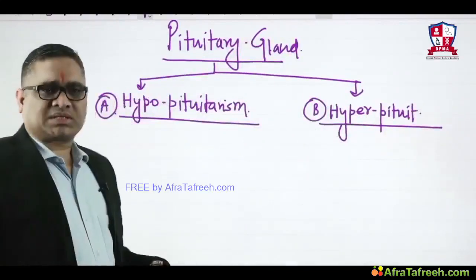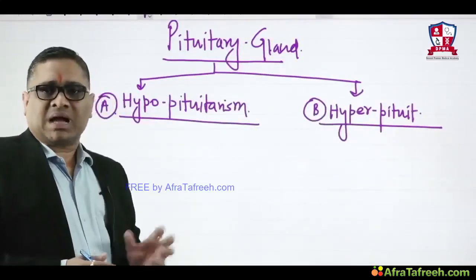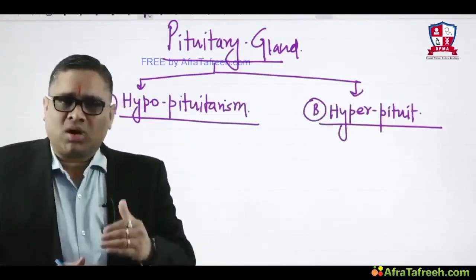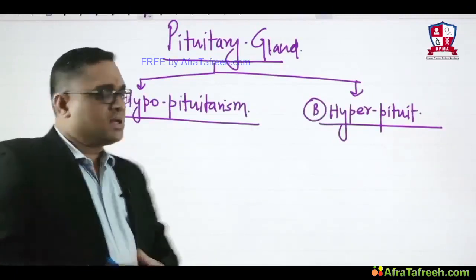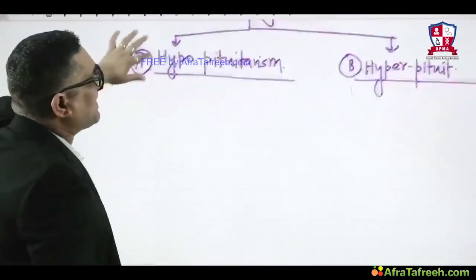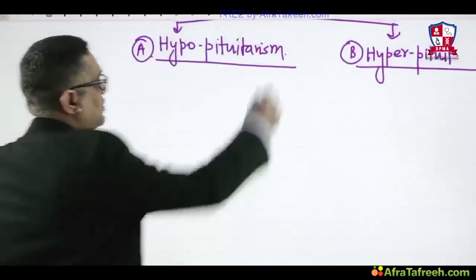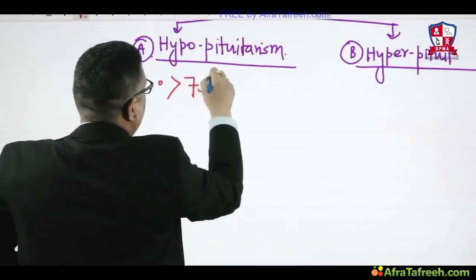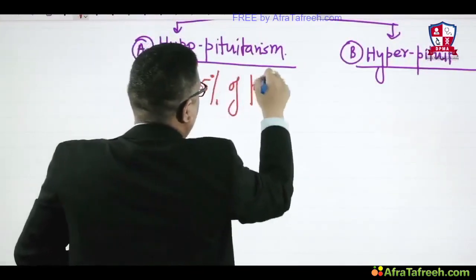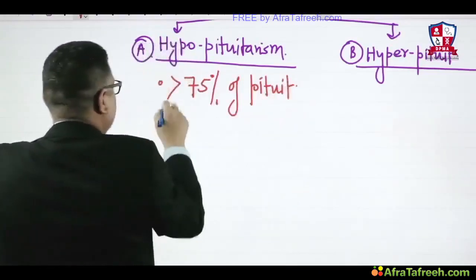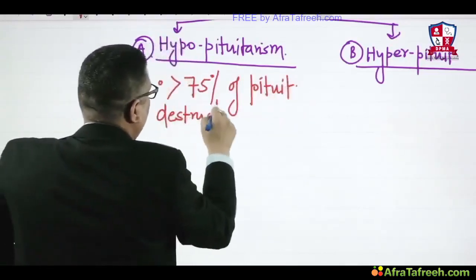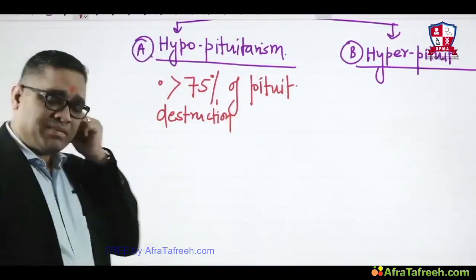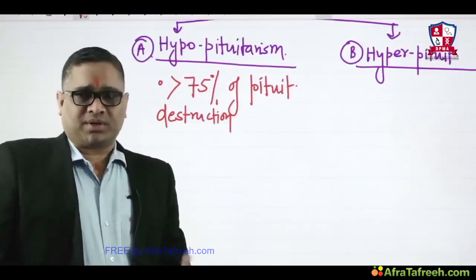What is the criterion to say that there is hypopituitarism? When there is destruction of the pituitary gland beyond 75% of the total area. So more than 75% of the pituitary gland has been damaged, that will give rise to hypopituitarism. Remember this point from the exam point of view.